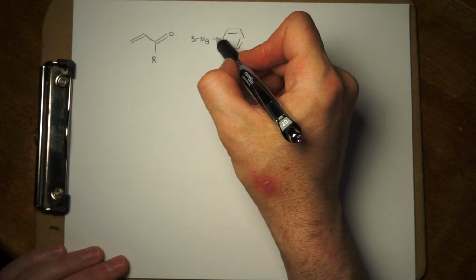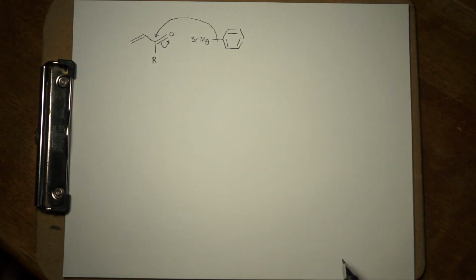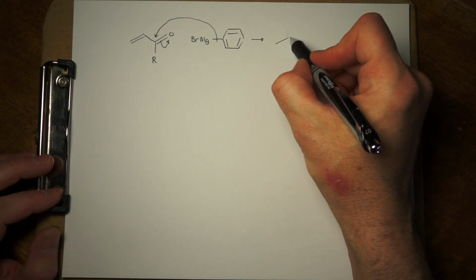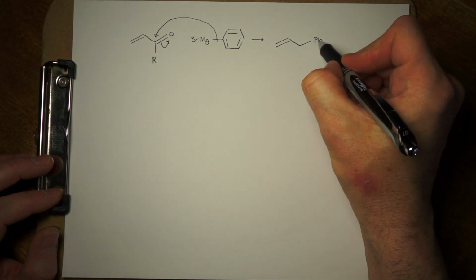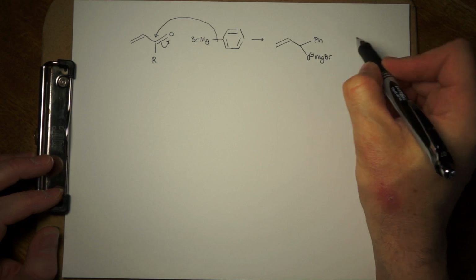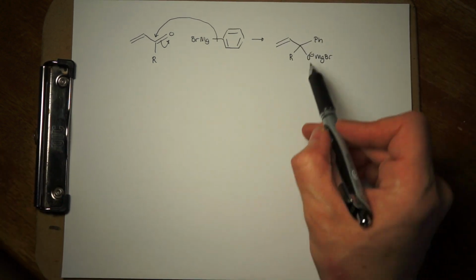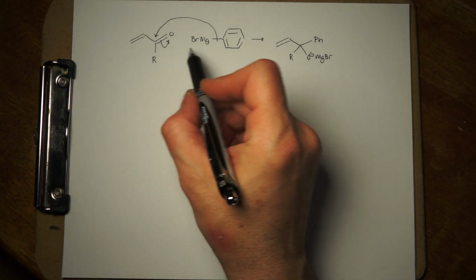So we know that addition to the carbonyl by a Grignard reagent is very possible, right? And this would give us a direct addition to the carbonyl and give us this alkoxide, which upon quenching would afford the alcohol.